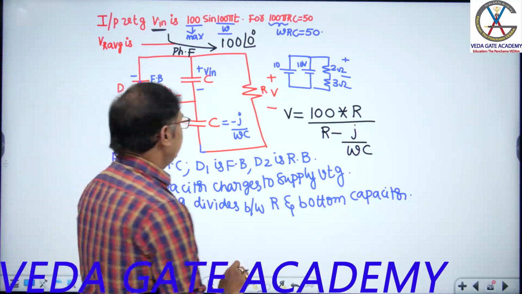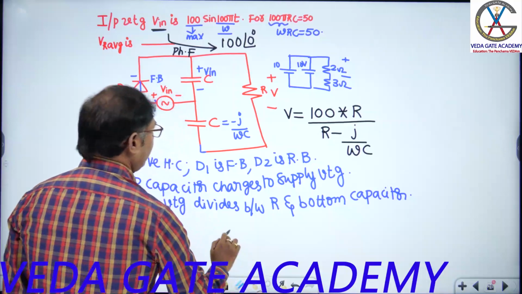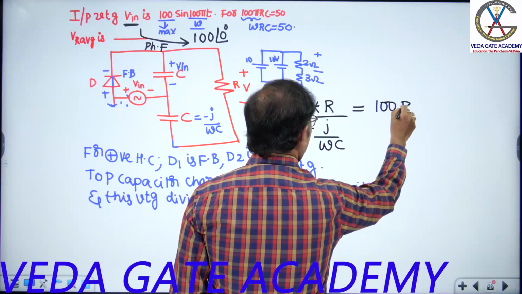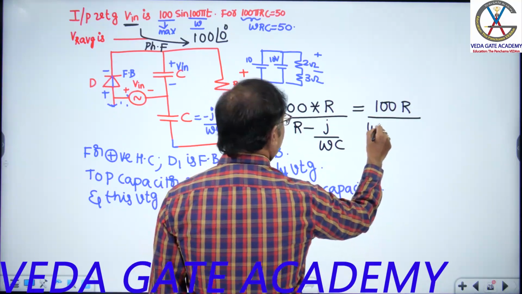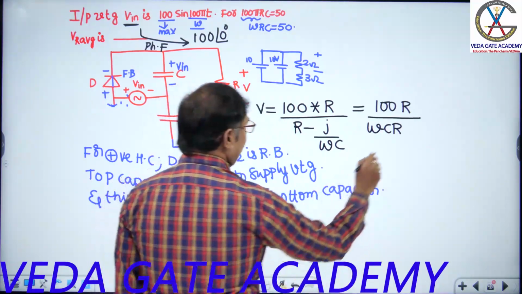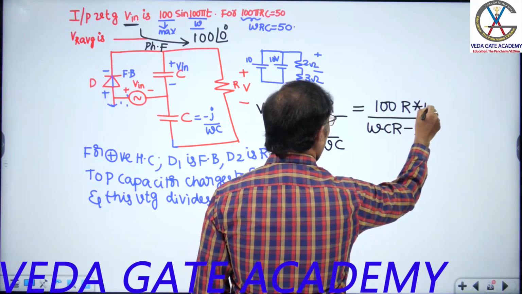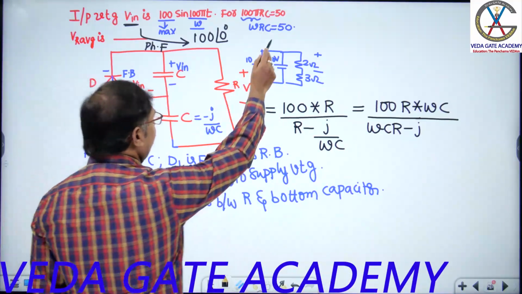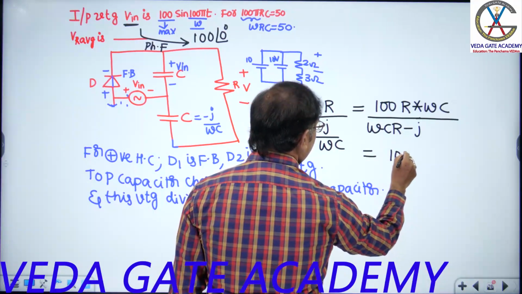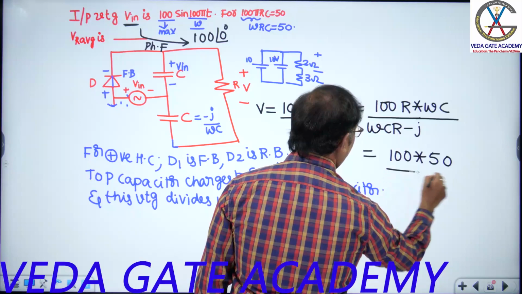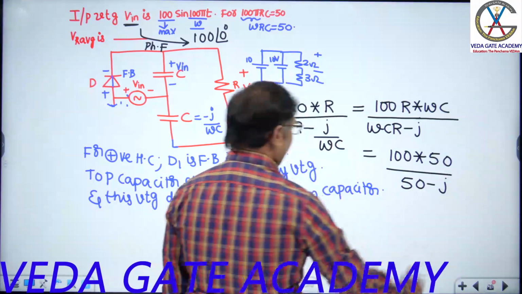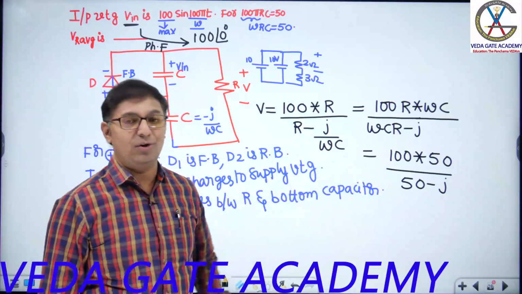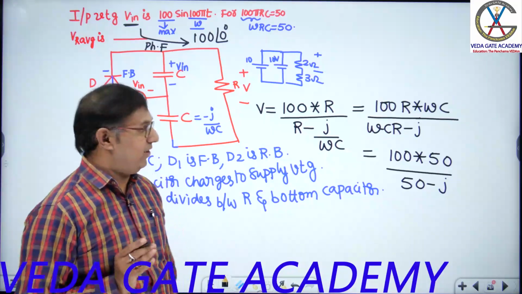From this, what can I write? 100 into R by omega CR minus j into omega C. What is the omega CR value given? 50. So here I can write 100 into 50 by 50 minus j. In the positive half cycle, this is the voltage we got in phasor form.